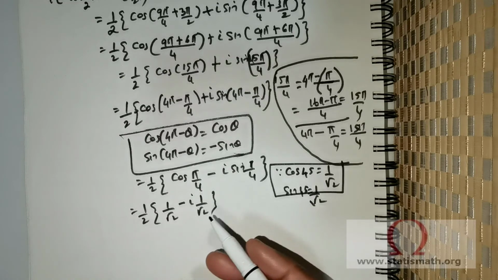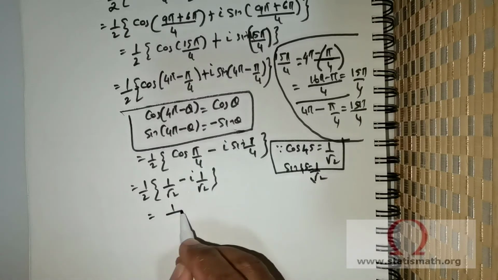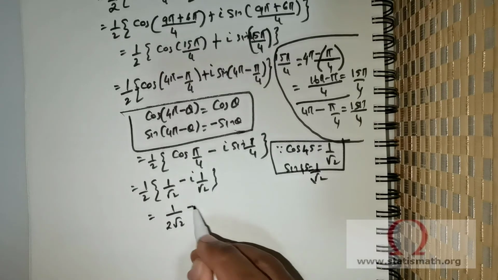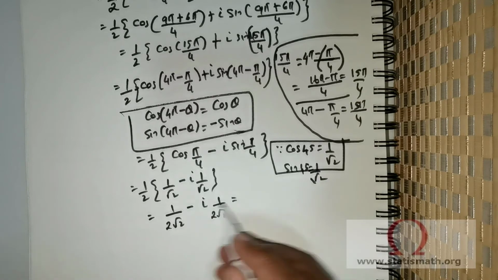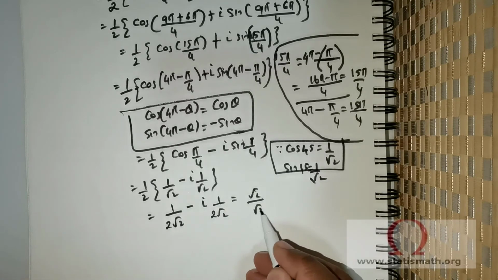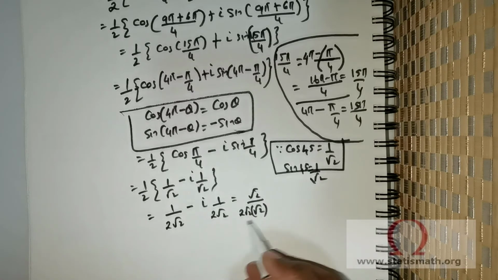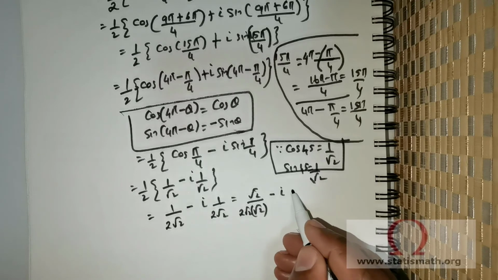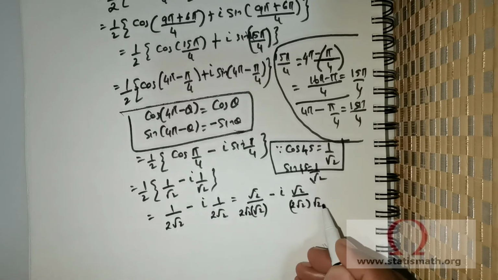So I have now got a quantity of this fashion. Now I need to simplify this. How do I simplify this? This can be further rewritten as 1 over 2 times root 2 minus I times 1 over 2 times root 2. If I were to multiply root 2 in the numerator and divide by root 2, I would have here 2 times root 2 multiplied with root 2, minus I times root 2 divided by 2 times root 2 multiplied with root 2.